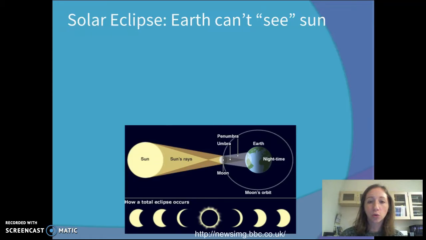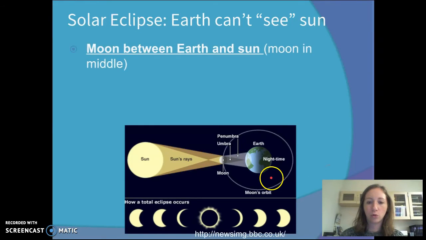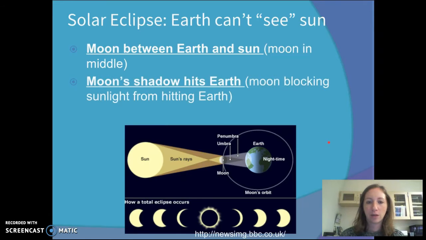Alright, so during a solar eclipse, the Earth can't see the sun. The moon is between the Earth and the sun. So during a solar eclipse, the order would be sun, moon, Earth. The moon's shadow hits the Earth and blocks out the sunlight. That's why we can't see it during that time.